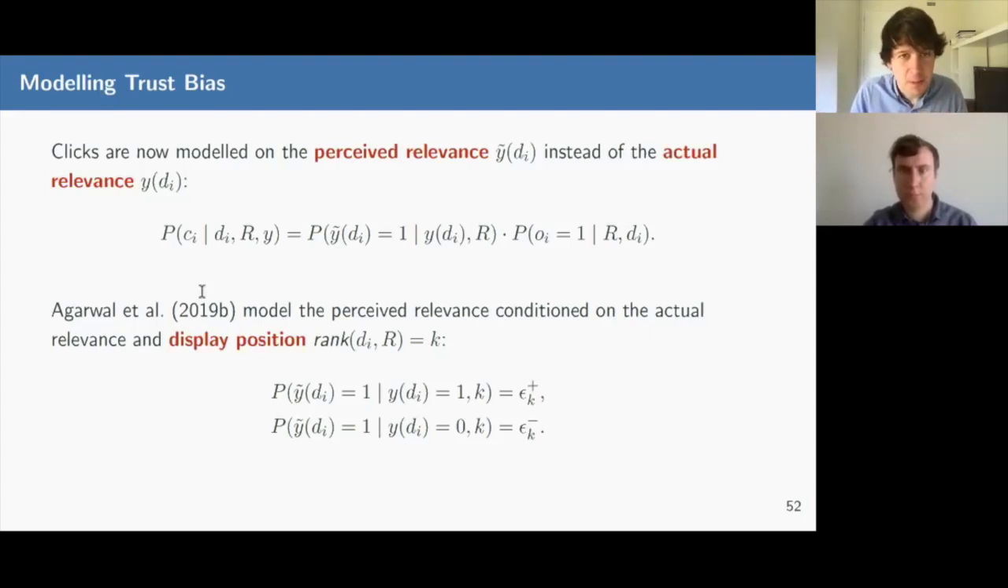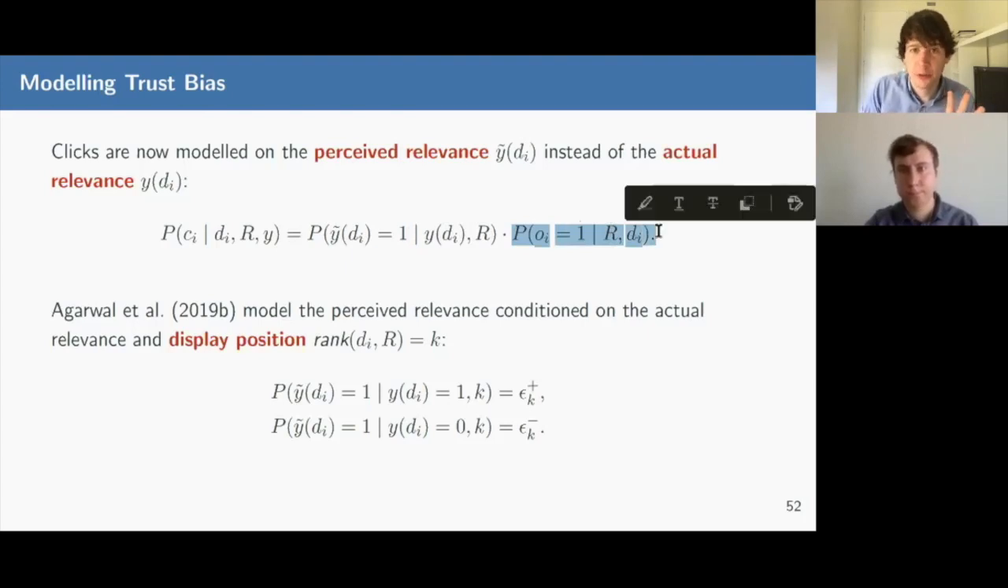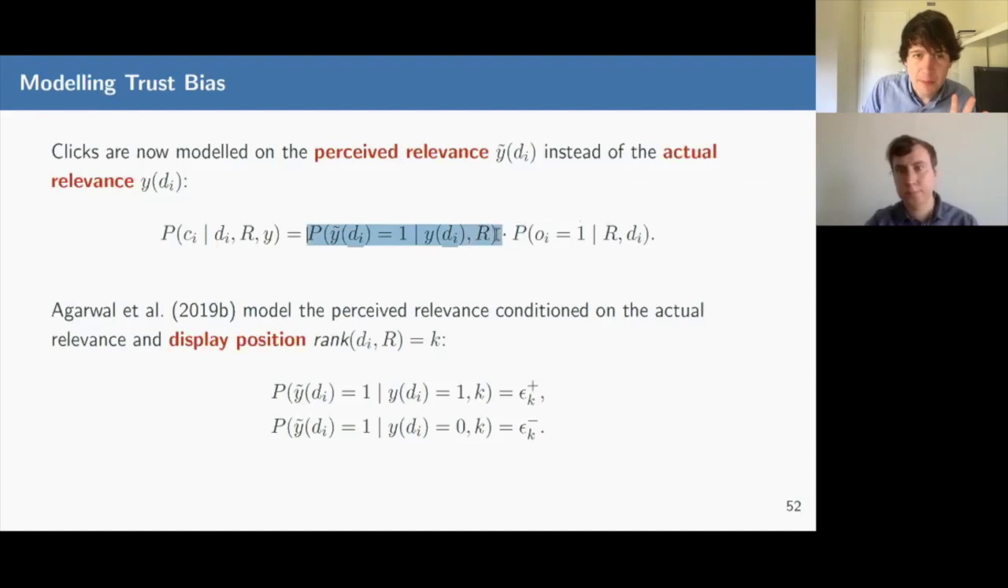A click is now modeled by the probability that a user thinks this document is relevant, that the perceived relevance is positive, conditioned on the actual relevance and the ranking, times the probability that it's observed in the ranking. So this still captures our position bias, this part. We still have position bias as we know it before, but because of this probability, it's slightly different, right? So this is more about the ratio between correct and incorrect clicks.